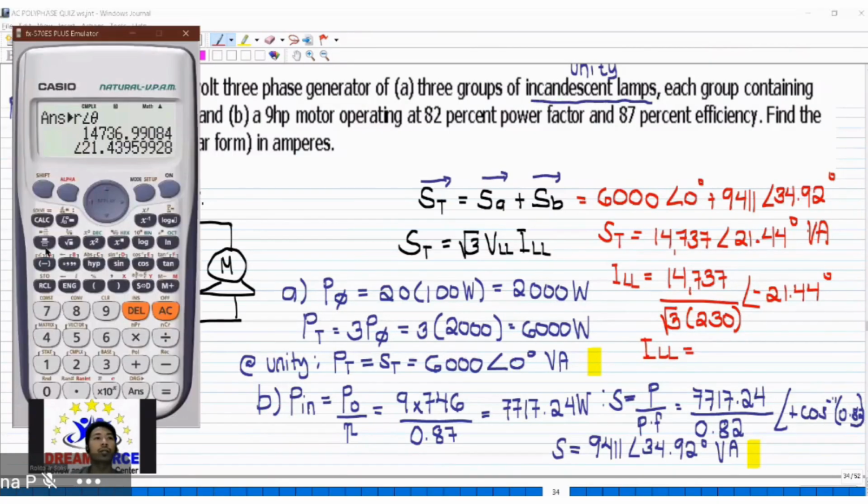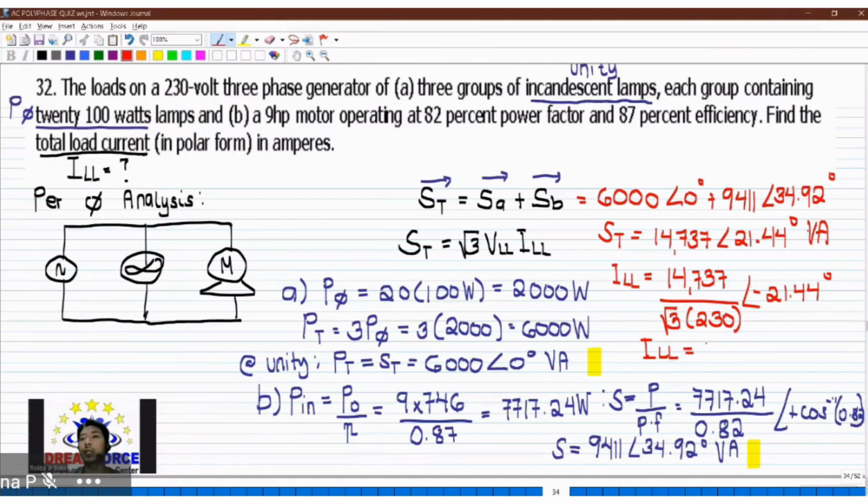Okay, so we have your 14,737. So kung mali yung sign, mali po, kasi minsan panggulo yan sa choices. Okay, we have approximately 37 amperes, then angle negative 21.44. Okay, so that is your answer.